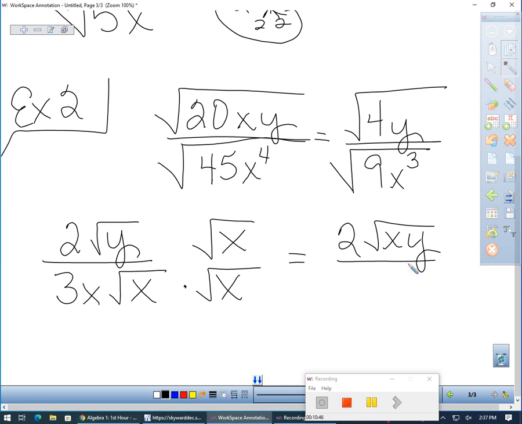On the bottom, 3x squared, I agree. The 2 x's come out as an x. That x with that one right there makes it x squared. Is there anything to simplify now? Nope, we're done. This would be your final answer. All right, example number 3.